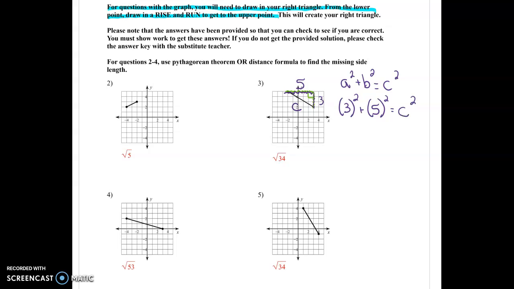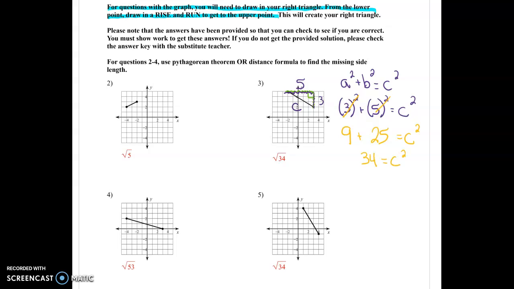The reason we're going to put these numbers in parentheses is because if you don't type things correctly into your calculator, you might get the wrong answer. And I showed you that last week as well. But anyway, as far as simplifying this, I want to take 3 squared. 3 times 3 is 9. Feel free to have a calculator help you out. 5 squared, which is 25. Notice I'm keeping my numbers on the left side of the equal sign, my c squared on the right side of the equal sign. I'm going to add those up.